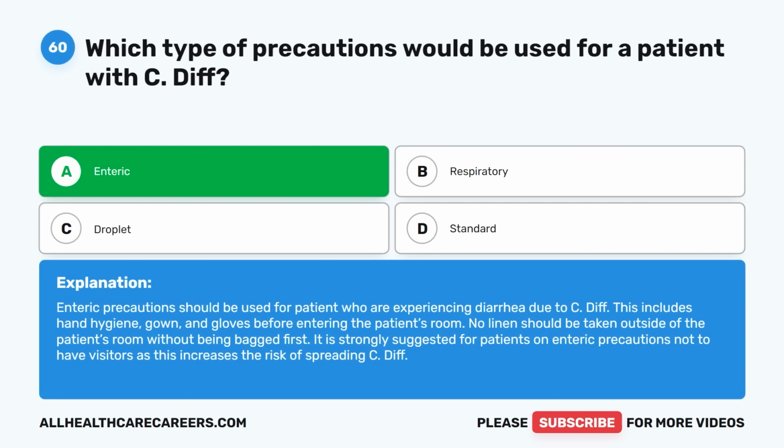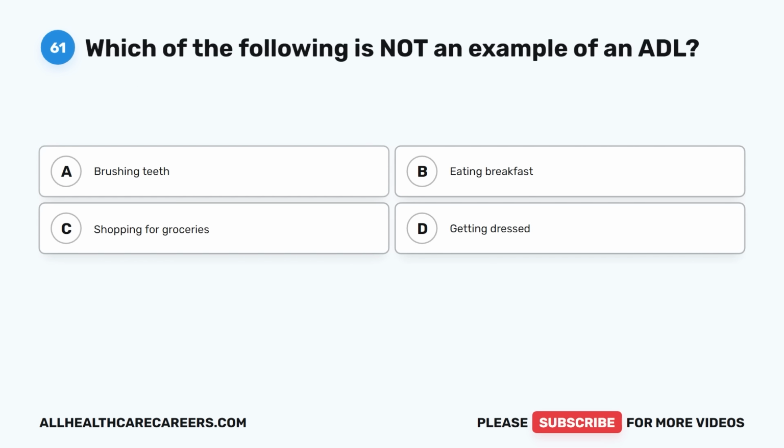Enteric precautions should be used for patients who are experiencing diarrhea due to C. diff. This includes hand hygiene, gown, and gloves before entering the patient's room. No linen should be taken outside of the patient's room without being bagged first. It is strongly suggested for patients on enteric precautions not to have visitors, as this increases the risk of spreading C. diff.